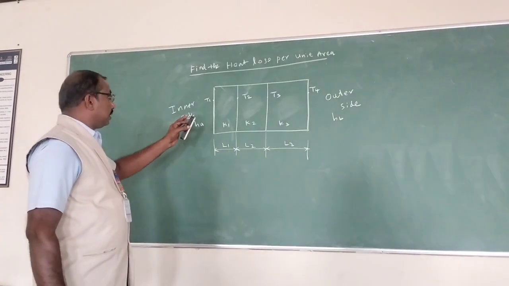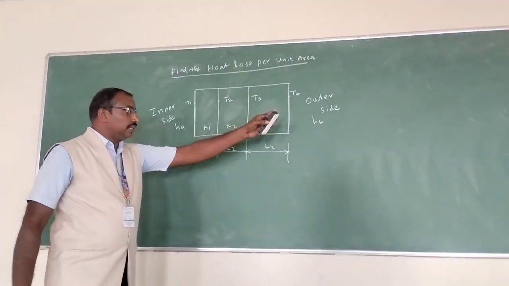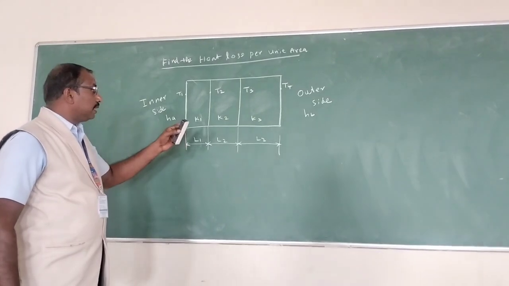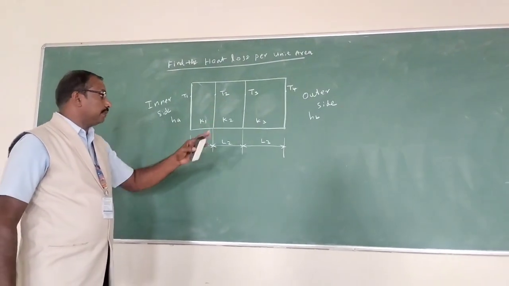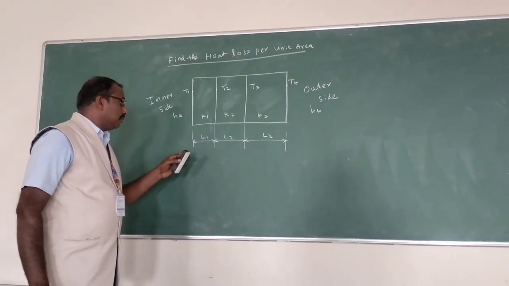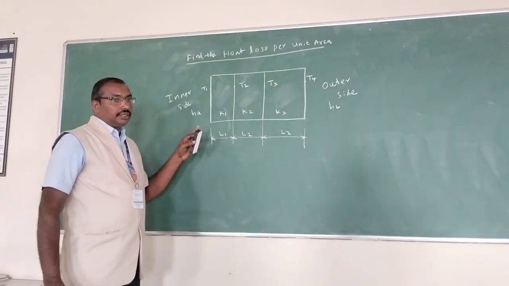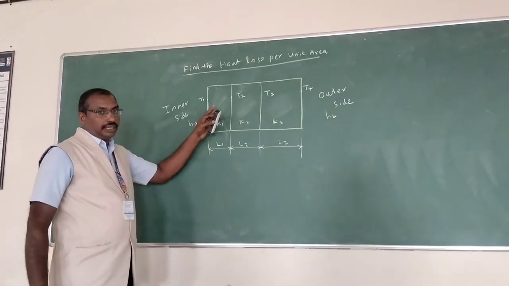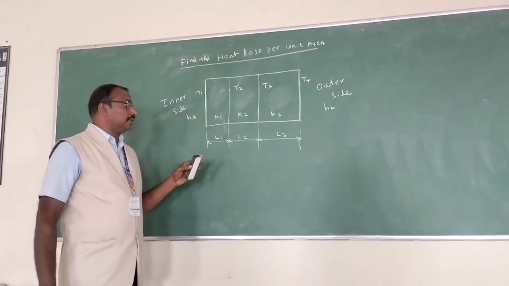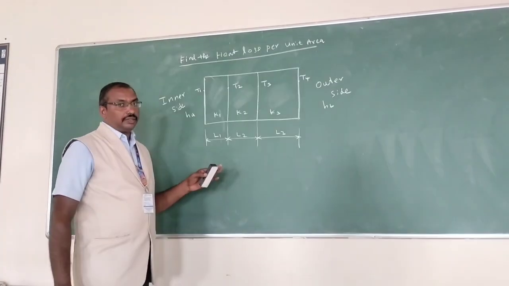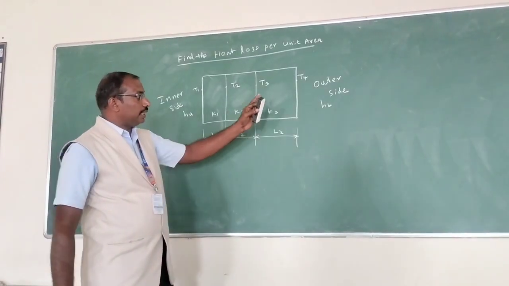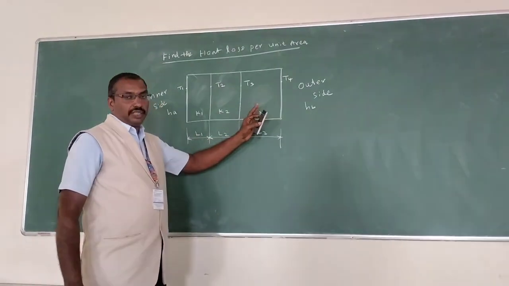The inner side temperature is T1. The outer side temperature is T4. The middle layer temperatures are T2 and T3. And given the value of K1, K1 means the thermal conductivity of the inner layer material, and the middle layer material thermal conductivity is K2, and the outer layer material thermal conductivity is K3.